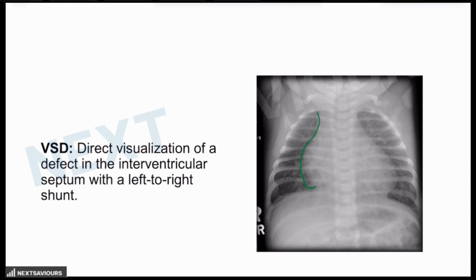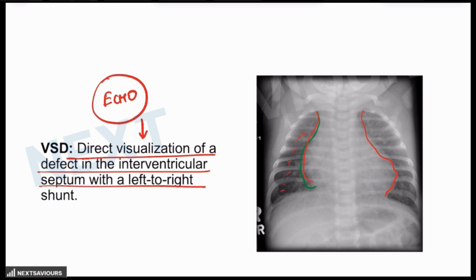Then the X-ray findings are that in VSD there is going to be cardiomegaly with increased vascular markings and left atrial enlargement. On the echocardiography, you can very clearly identify a direct visualization of the defect in the interventricular septum with a left to right shunt, and this is confirmatory for ventricular septal defects.